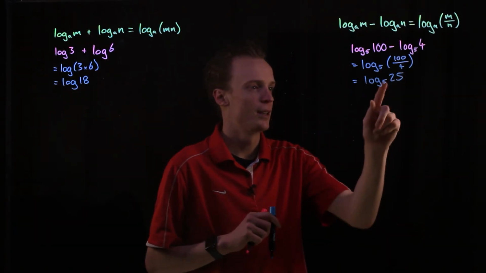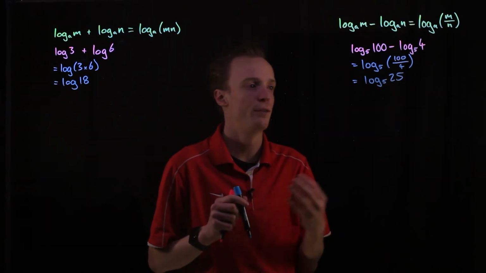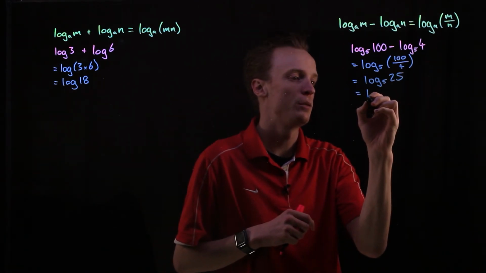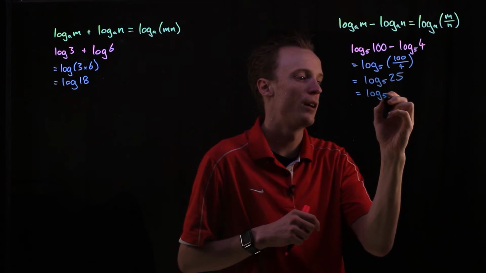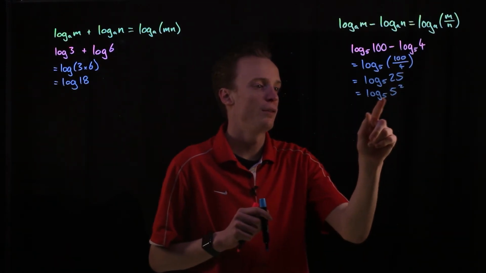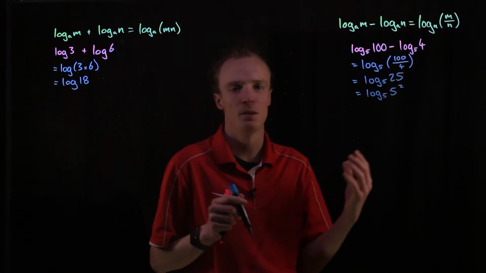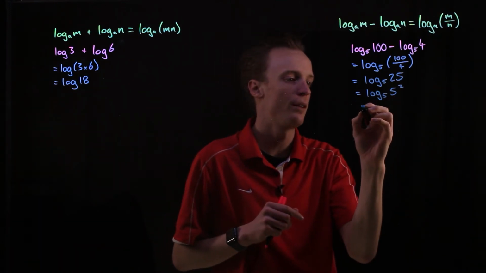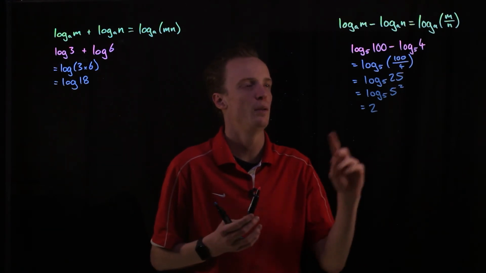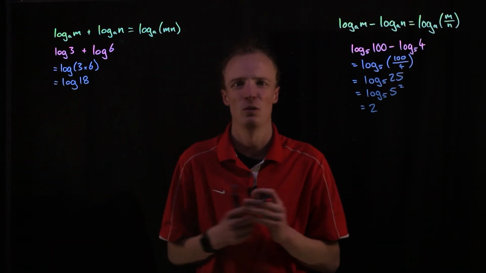But of course, 25 can be written with a base of 5 quite easily. It's 5 squared. So this is equal to the logarithm of base 5 of 5 squared. And because I've got these two the same now, when I evaluate this, it is going to be equal to 2. All right, so that's an example using the quotient law. But let's just take a look at one more.